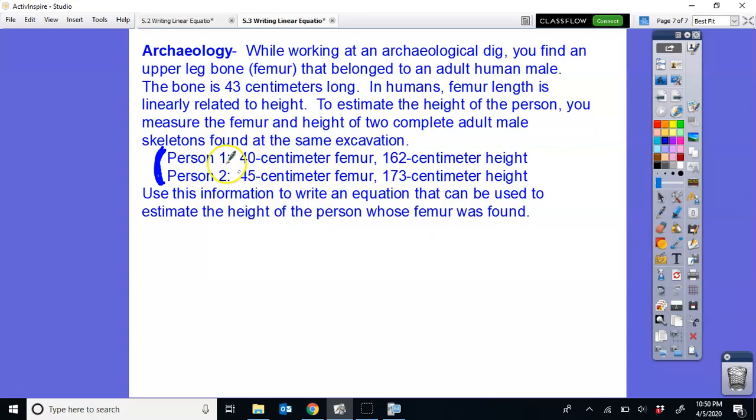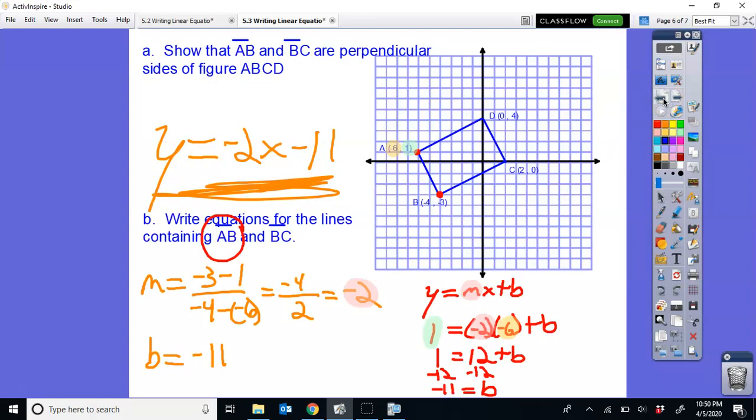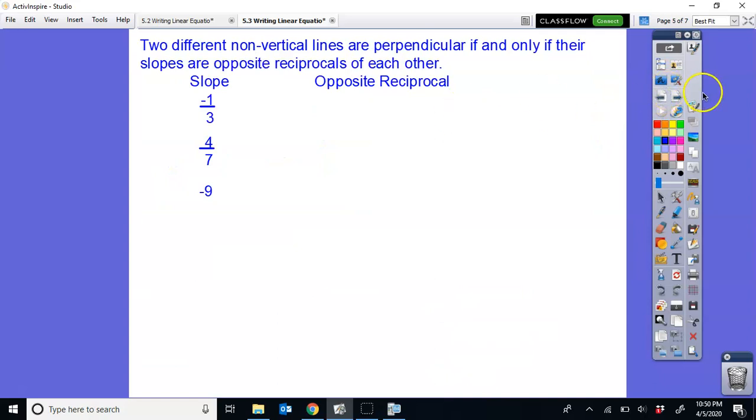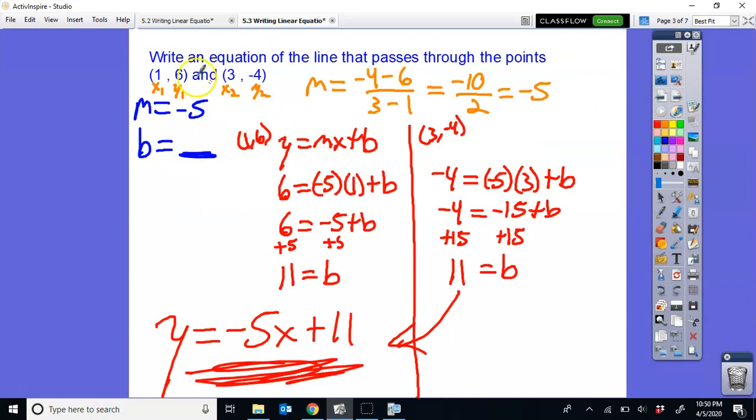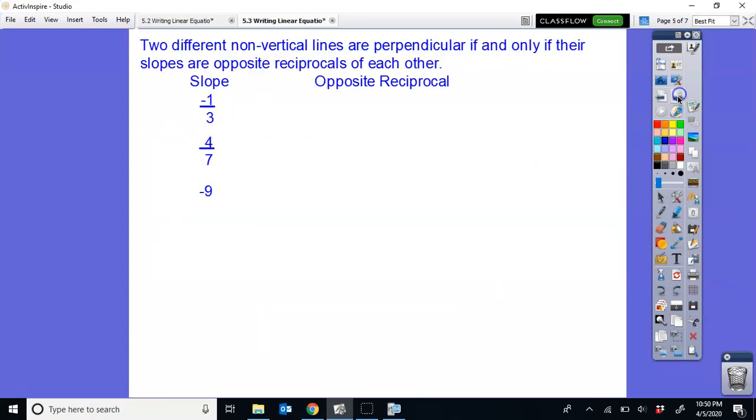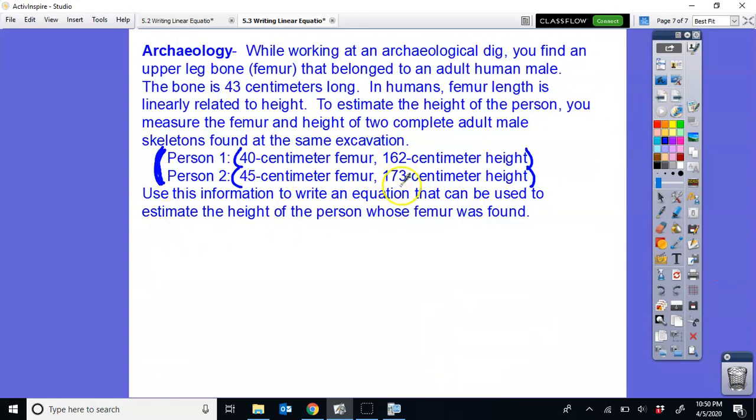So we use person number 1 and person number 2. We're going to find an equation using those two people. Notice that this one is perfectly set up here with my x and my y, just like the last one was. We had 2 points, just like over here. So I'm going to find my equation of my line using these 2 points. So again, I'm going to find my slope: y2 minus y1 over x2 minus x1.